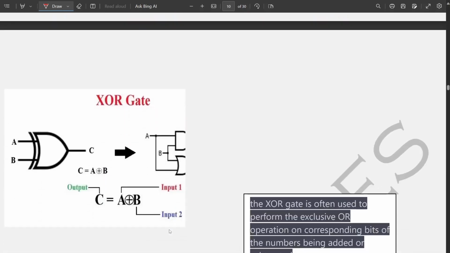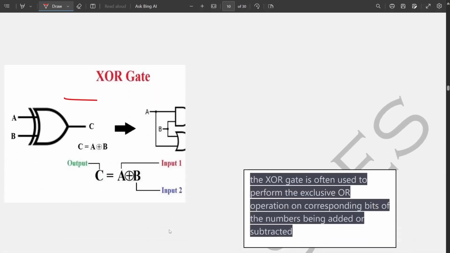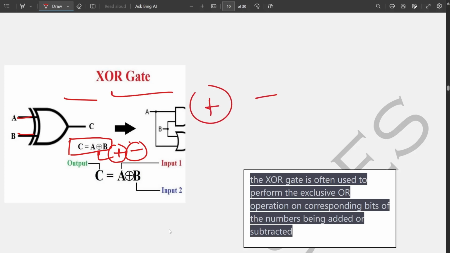For example, here you can see this is an XOR gate and it takes inputs A and B and provides you output C, and this is the operation. This can be positive and negative, like addition and subtraction. The answer is XOR gate. It can add, it can subtract any value.